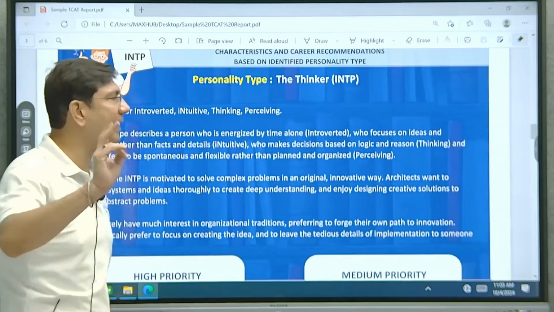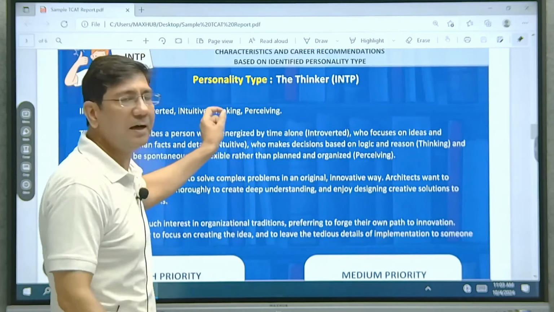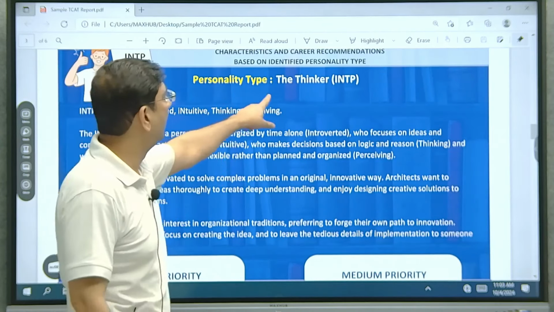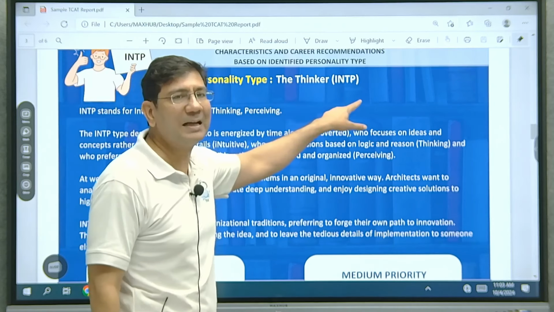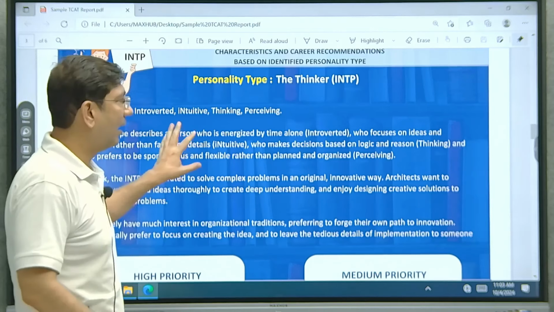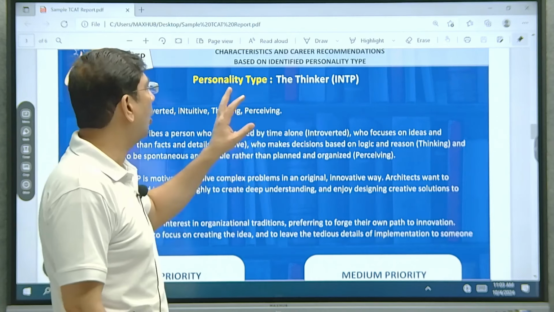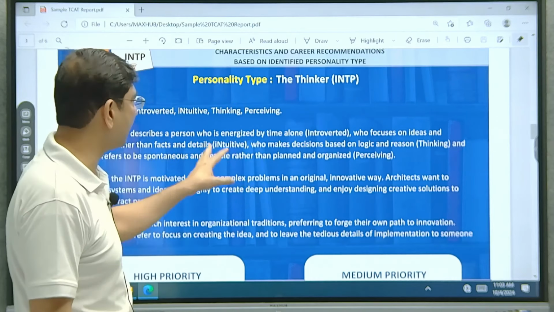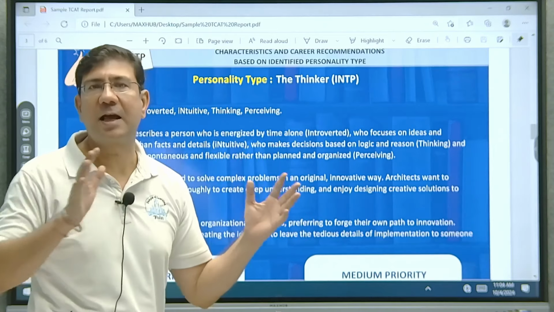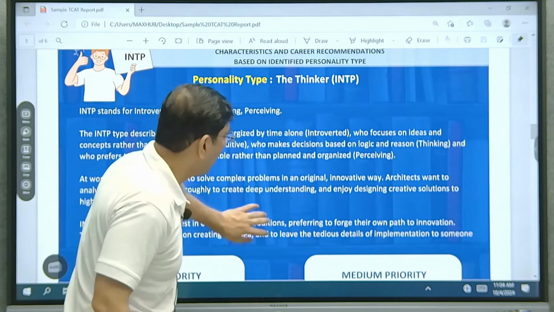Now, let's look at the second result for this child, which was the personality type. Basis the answers the child gave in the examination, the child has been identified as thinker, INTP. The INTP type describes a person who is energized by time alone, who focuses on ideas and concepts rather than facts and details, who makes decisions based on logic and reason. It's a very standard personality type which has been allocated to this particular child.